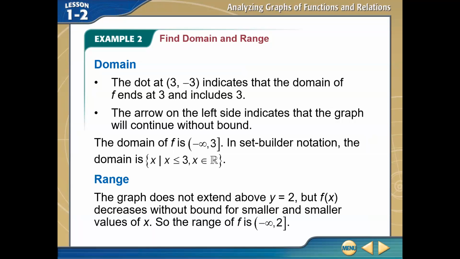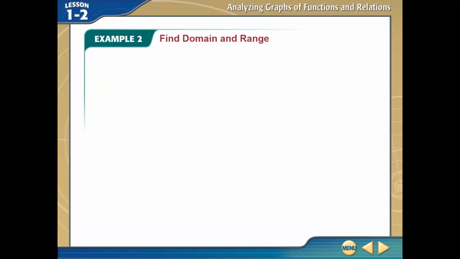Okay, so the range: the graph does not extend above y equals 2, but f of x decreases without bound for smaller and smaller values of x. So the range of f, once again, is negative infinity to 2 with a bracket on 2 showing that it is included. On that one, I messed up my interval notation. And there would be your answer.